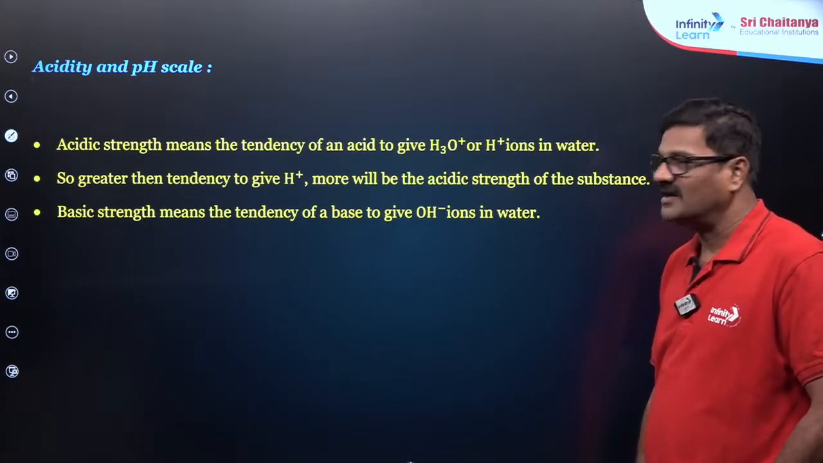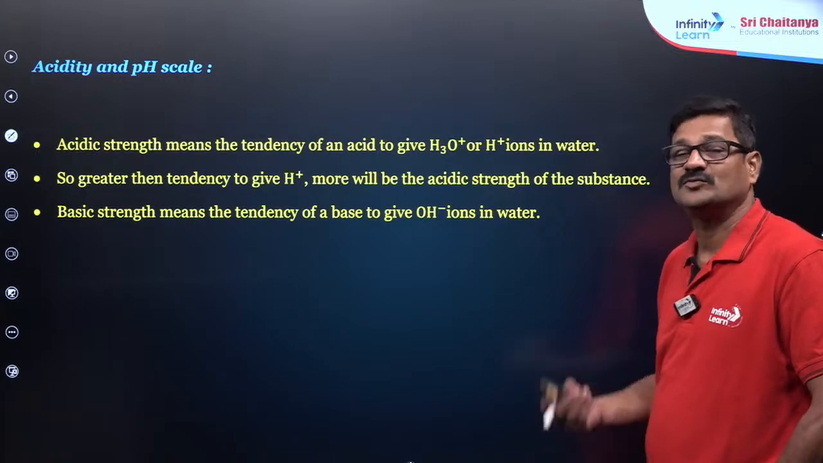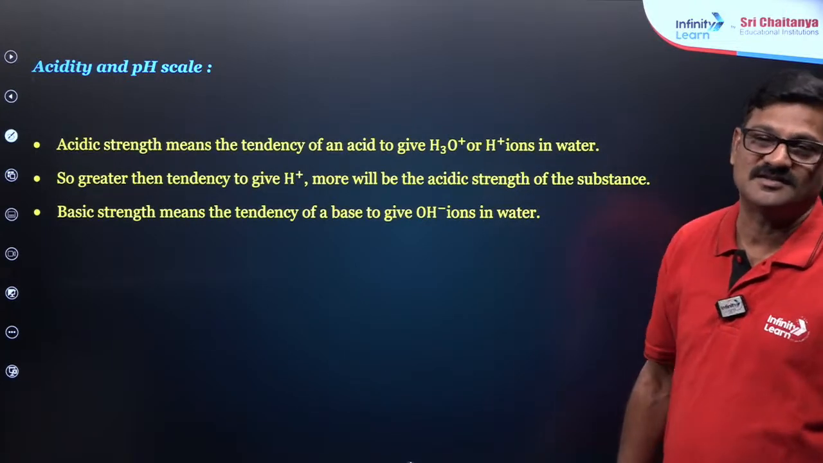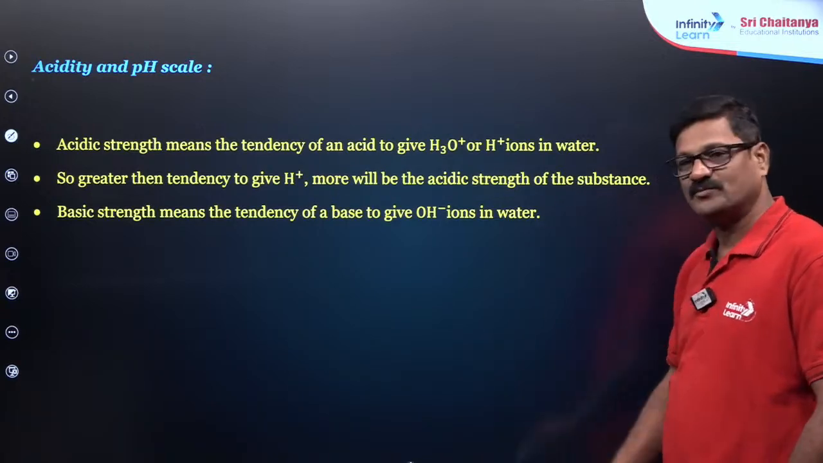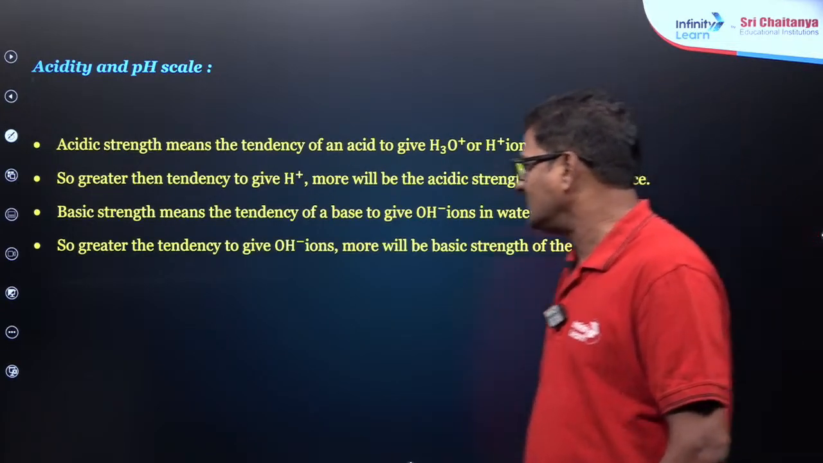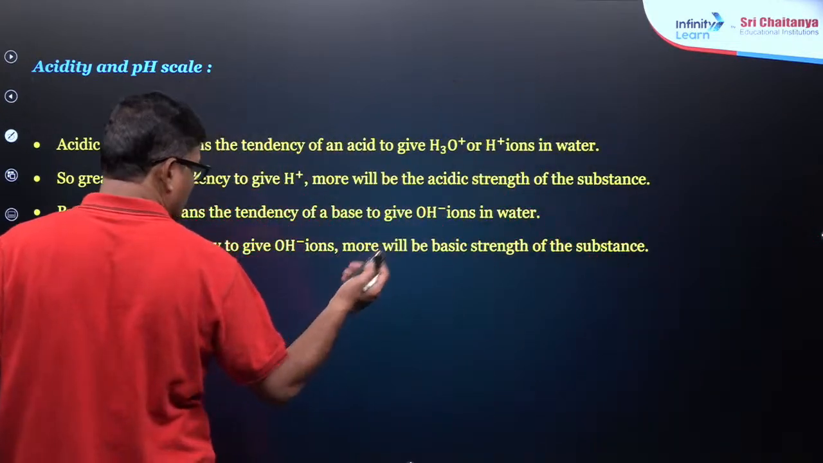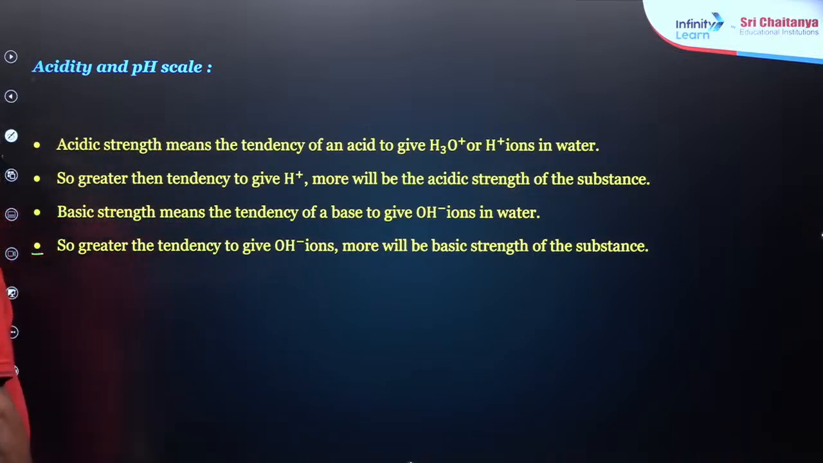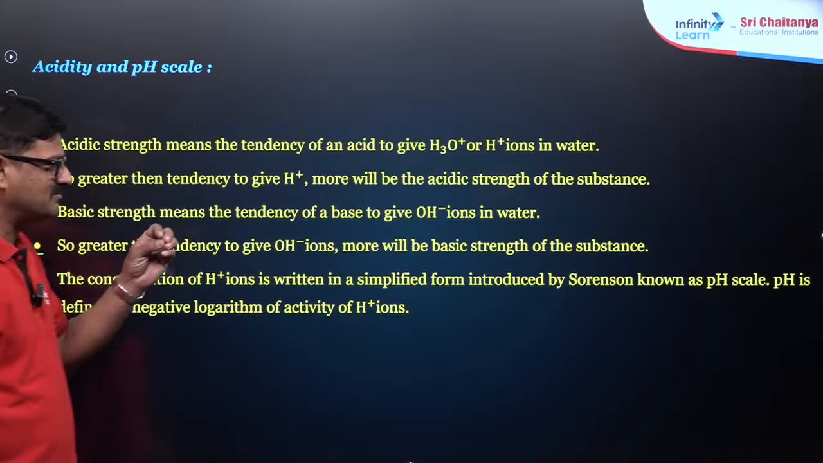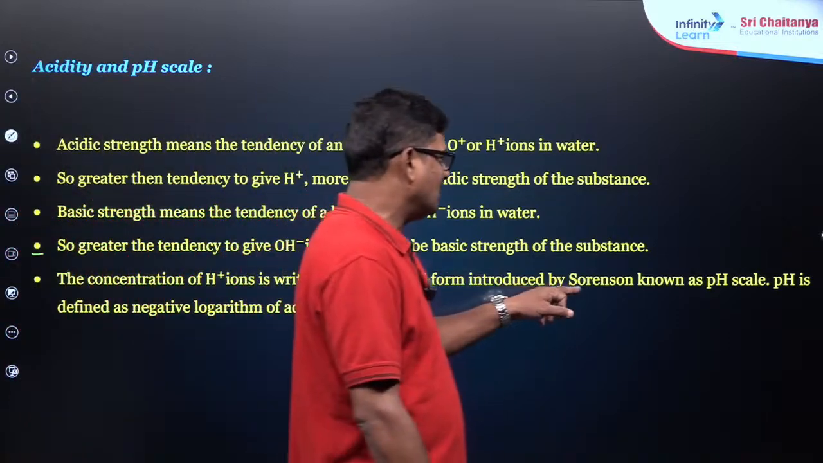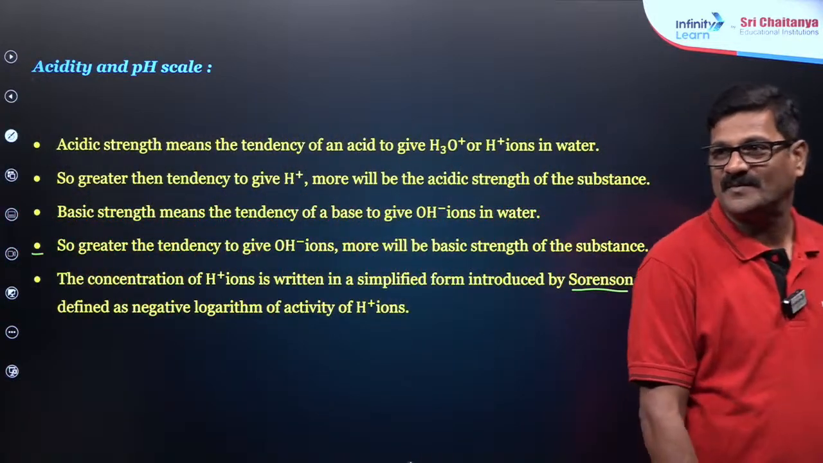The better an acid can give H plus, the stronger the acid. Similarly, basic strength works the same way: the greater the tendency to give OH minus ions, the stronger the base. And the concentration of H plus ions is written in a simplified form, introduced by Sorensen.